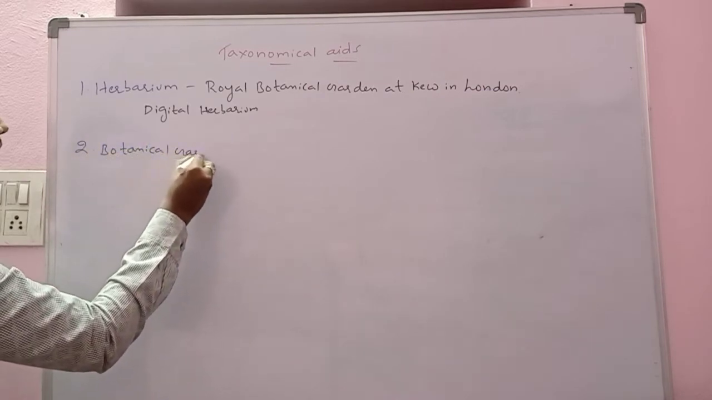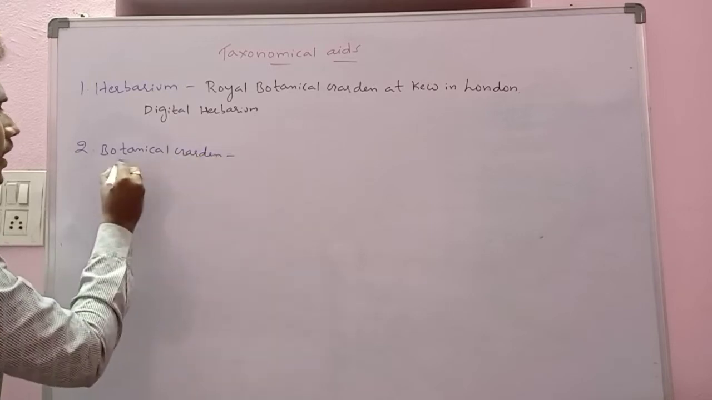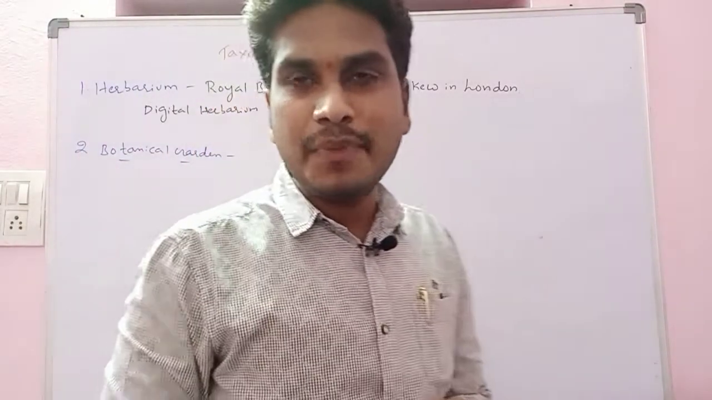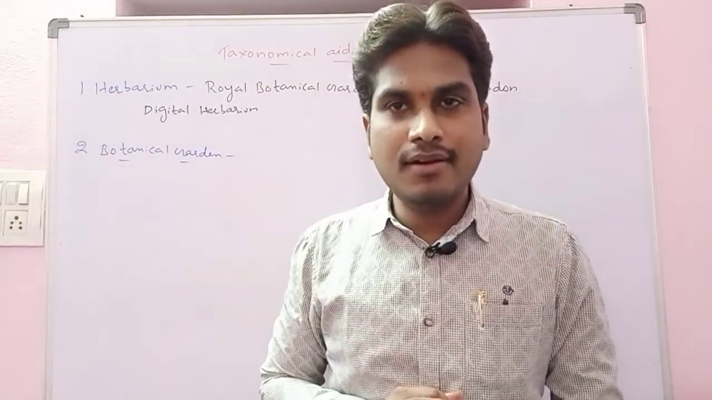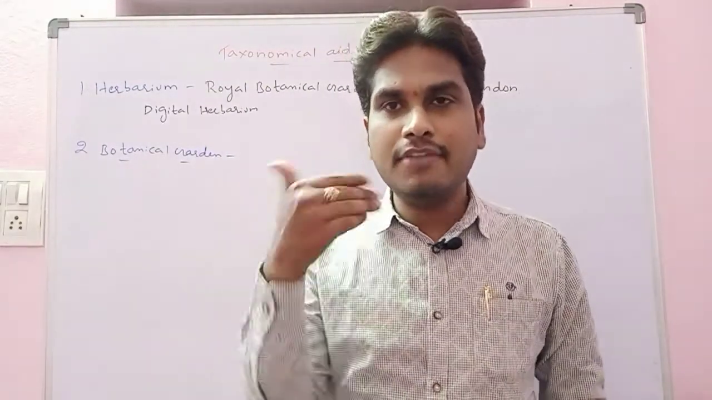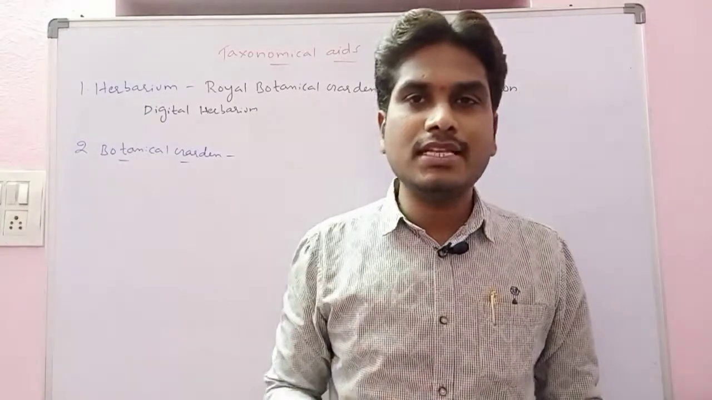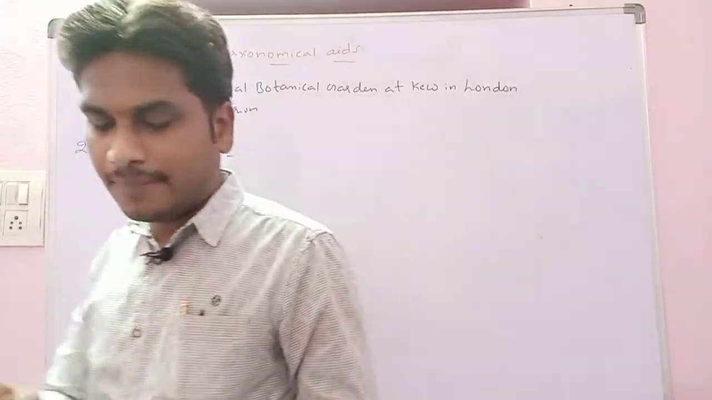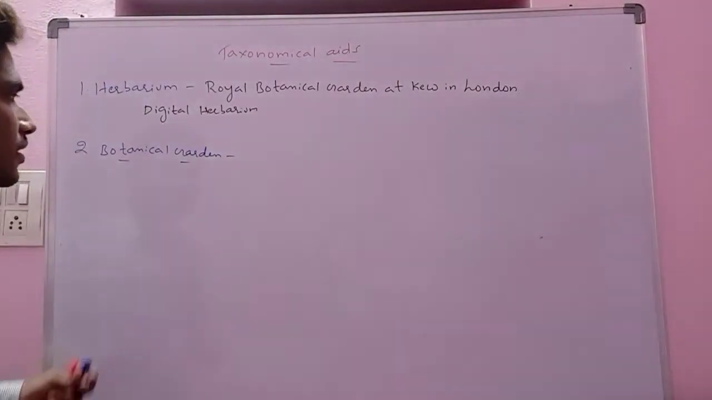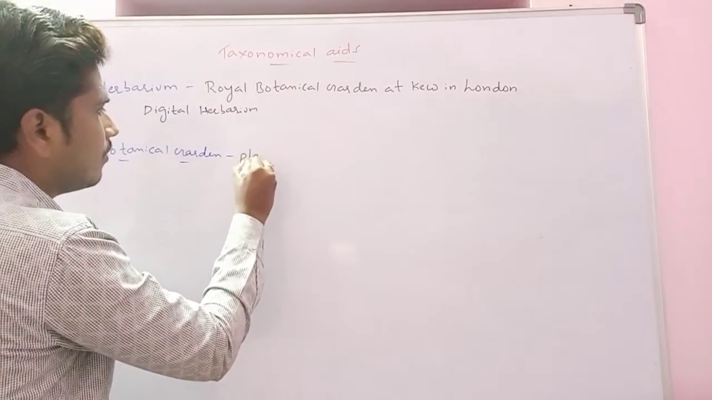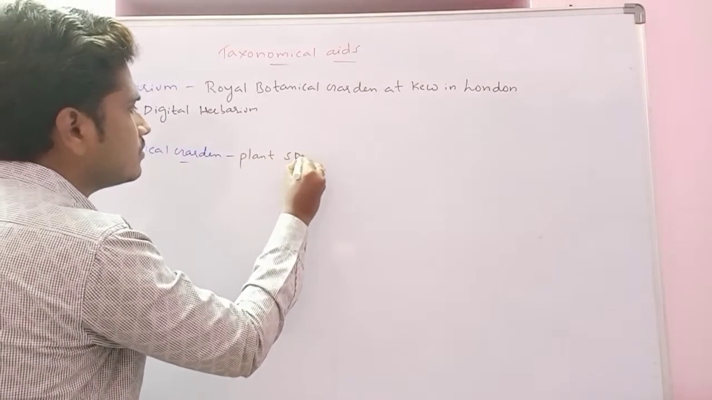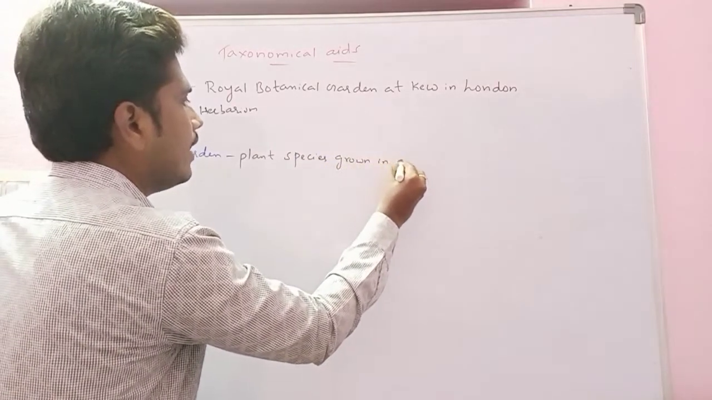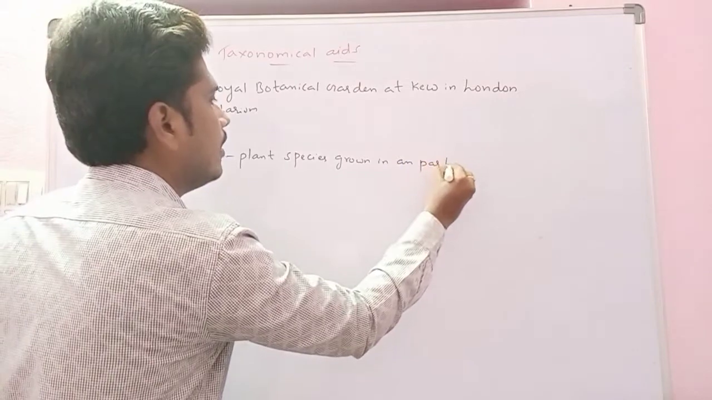Botanical Gardens are the places where particular plant species are grown for identification and classification. Many plant species are grown here in a particular area. That is what we are calling botanical gardens.